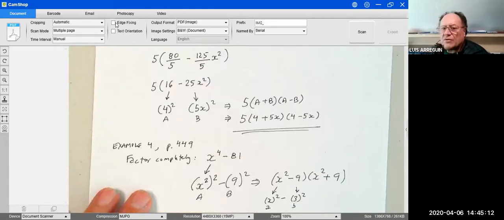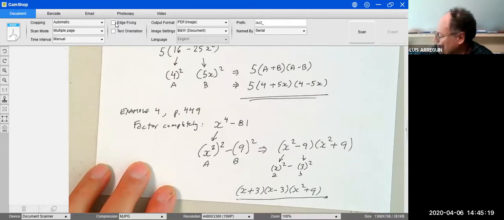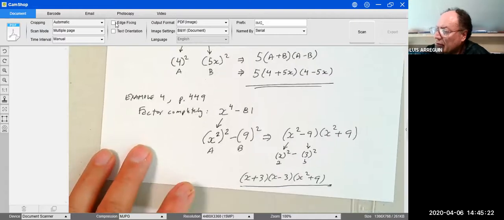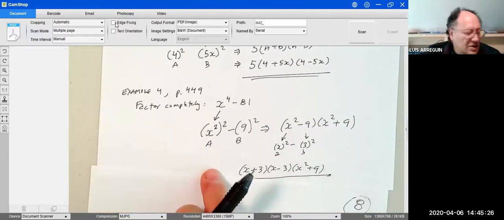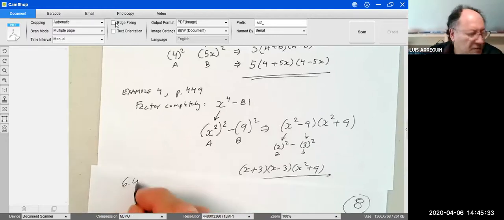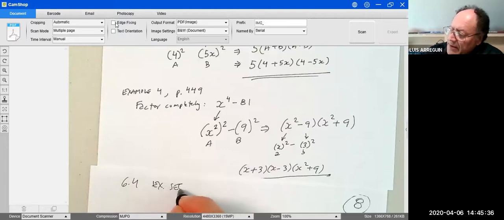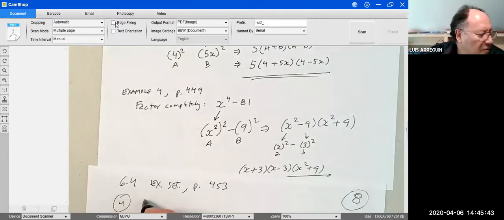So this is the final answer for this example. Now I'm going to give you problems to solve now or later. And remember, you're going to submit some of those exercises to get your class points. So you're going to solve from exercise set 6.4 on page 453. We're going to solve problem 4, y squared minus 9.